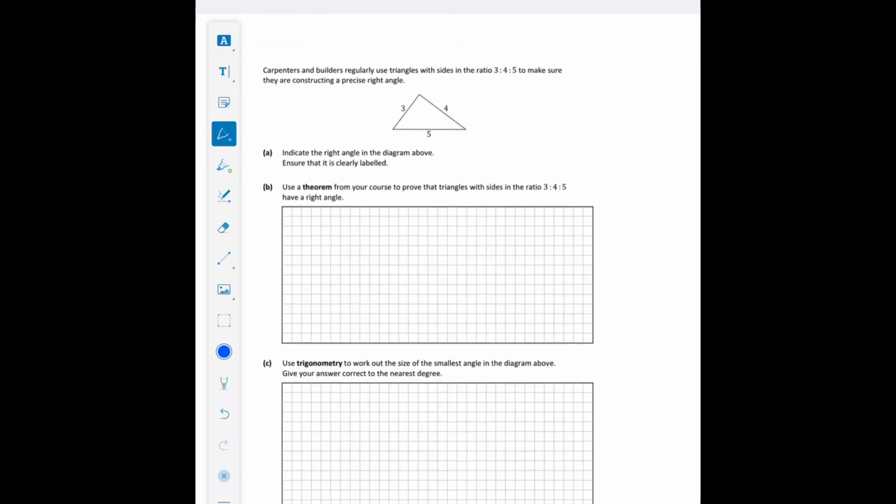Okay, so the next one then. Carpenters and builders regularly use triangles with sides in the ratio 3, 4, 5 to make sure they're constructing a precise right angle. Okay, so basically that's a subtle way of telling us that this is a right angled triangle. Part A then says indicate the right angle in the diagram below, ensure that it is clearly labeled.